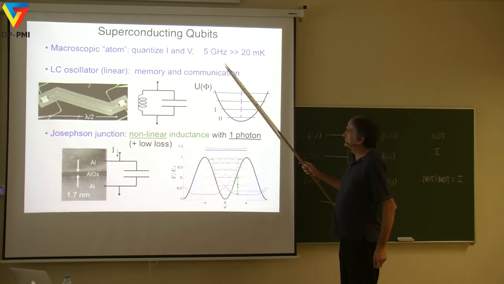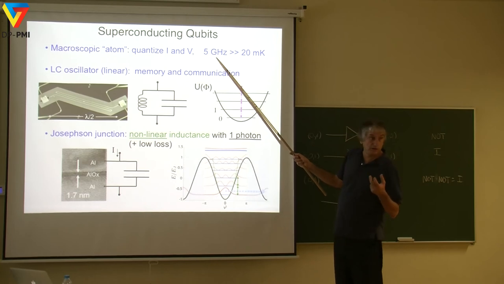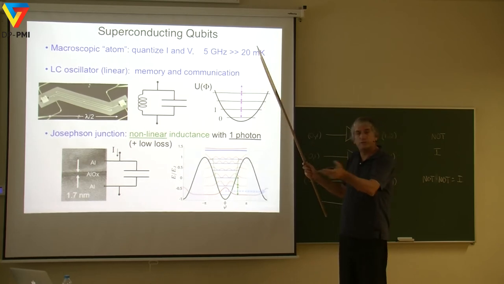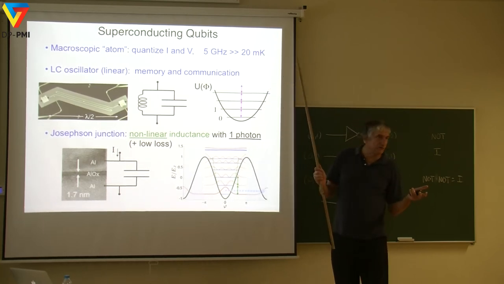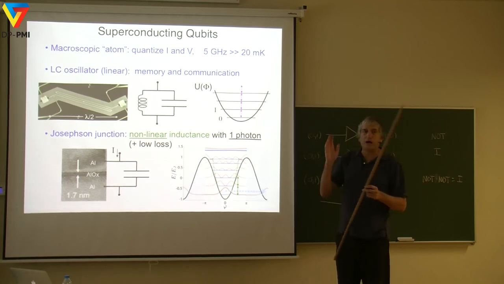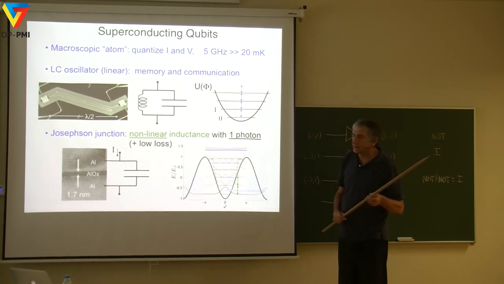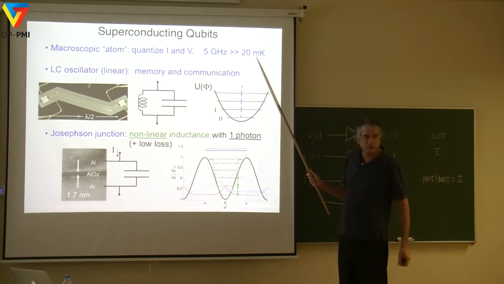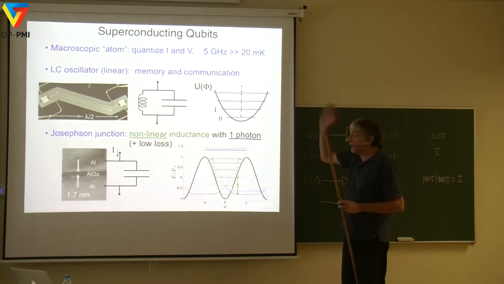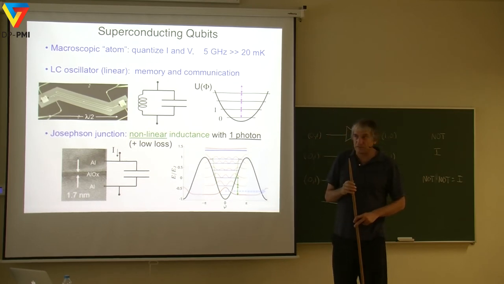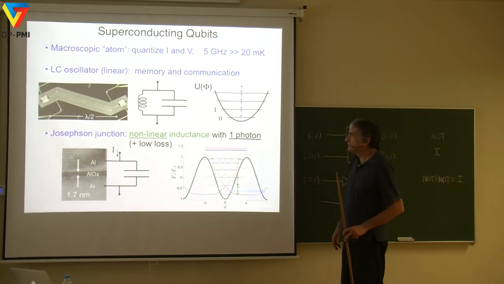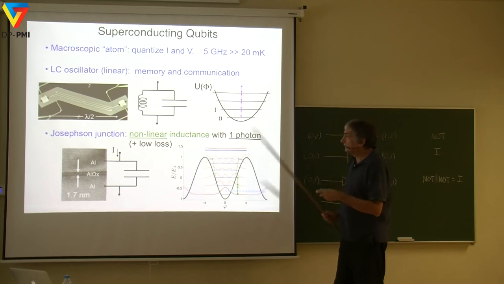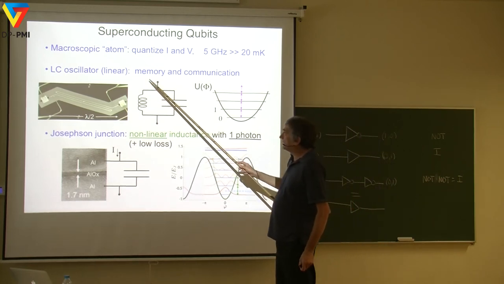And this is nice because 5 gigahertz is not too hard a microwave frequency, and your cell phones operate at roughly that frequency. So there's lots of cheap equipment around to do things. And at 20 millikelvin, you have to buy an expensive dilution refrigerator, but once you do that, you can get the low temperatures easily. That's not enough, though.